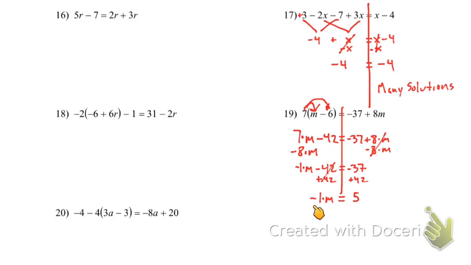And now we get rid of this negative 1. It's multiplying, the opposite of multiplication is division. So we're going to divide by negative 1, and we're left with m equals negative 5. Okay? Good luck on the test tomorrow.